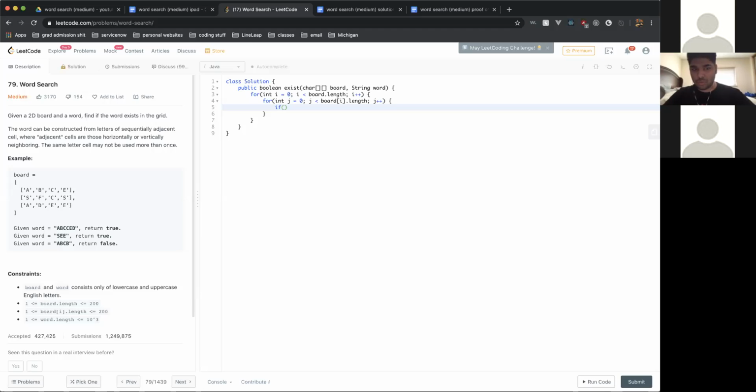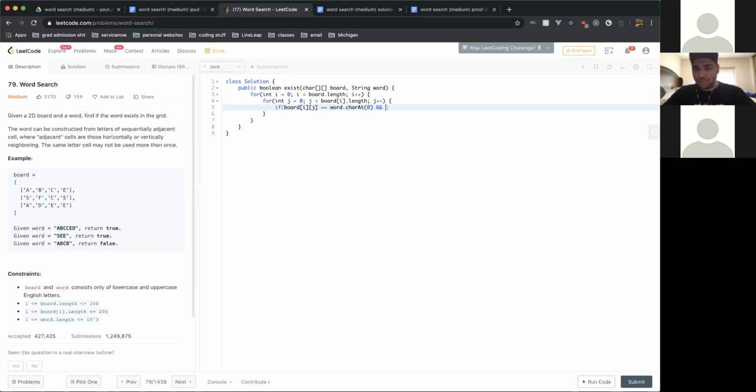The first thing we want to make sure of is that the cell we're currently at in the grid is equal to the first character of the word. This is how we're going to know that we want to start recursively calling our depth first search algorithm, because it wouldn't make sense to call it where the first character doesn't even match. So our first check is going to be to get whatever is living at board i j and check if that's equal to the first character in word.